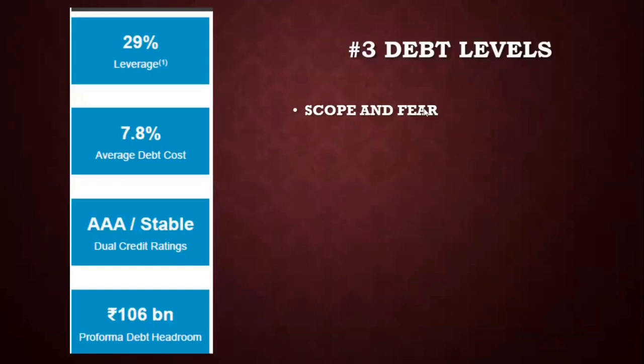Now, the third thing to understand is the scope and fear of debt. If you see the 29% leverage with a 7.8% average debt cost, it does leave a headroom of 106 billion rupees. That has to be assessed because the cap in REITs is 49% of the total asset value. So that's a good headroom. But at the same time, if the interest rates increase, which people don't think they would, then this could instill a fear in the markets regarding the assets of REITs.